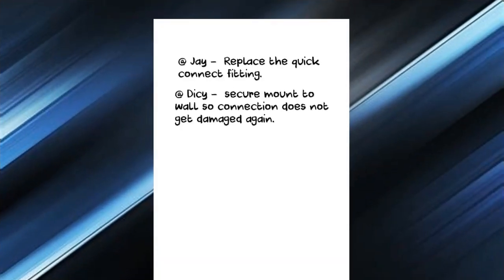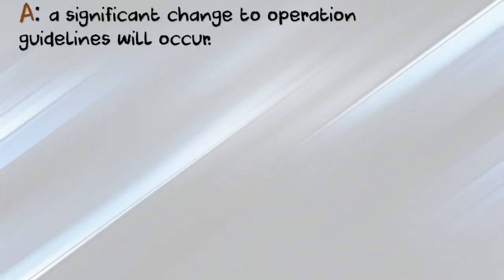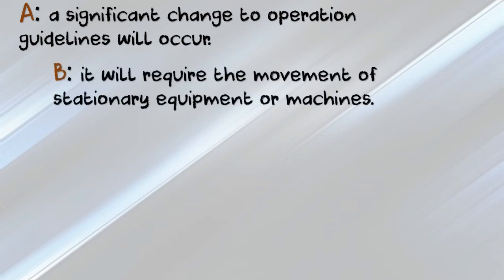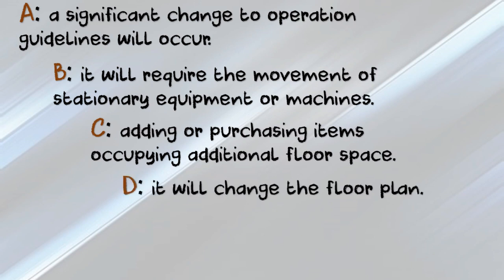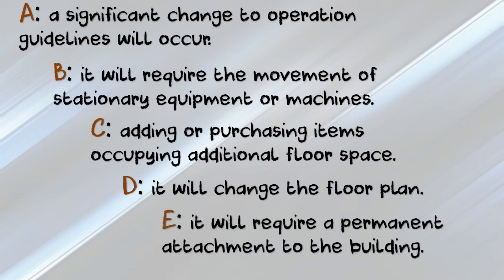It is important to remember that if the action will include any of the following criteria, it needs to get permission from the production manager as part of the action item. These criteria are: A, a significant change to standard operating guidelines will occur. B, it will require the movement of stationary equipment or machines. C, you will need to add or purchase items that will occupy additional floor space, such as machines, carts, or tables. D, it includes a change to the floor plan. Or E, it will require permanent attachments to the building.